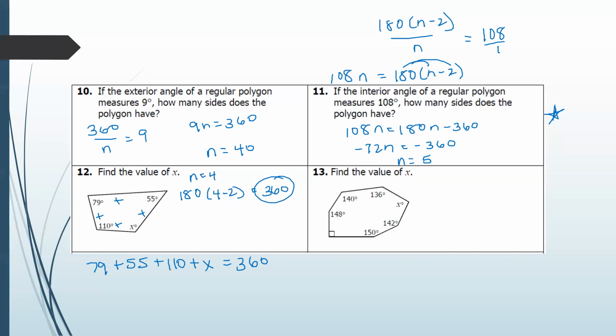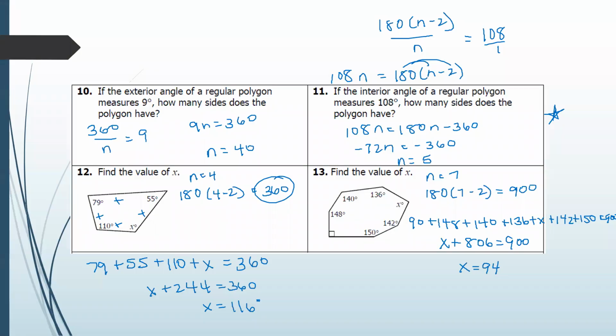We'll combine our like terms, 244. So x plus 244 equals 360. Subtract 244 from both sides and we get 116 degrees. So x is 116. So the steps that I'm following for these irregular polygons is I'm finding the sum of the interior angles using the formula 180 times n minus 2. Then I'm adding all of the interior angles together and setting that equal to whatever the sum of the interior angles was. Try number 13. Do that now.